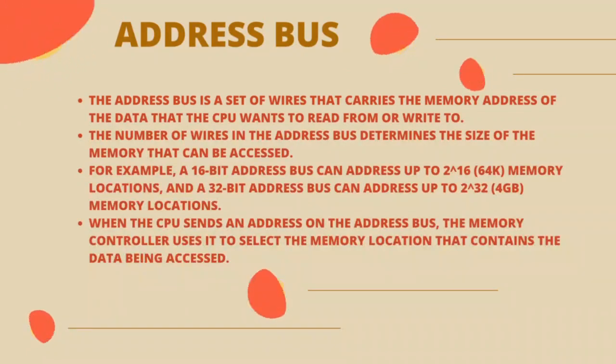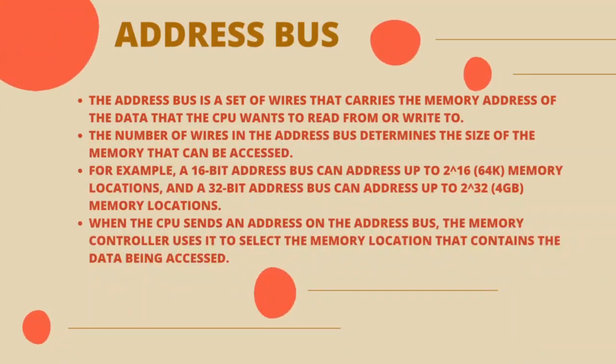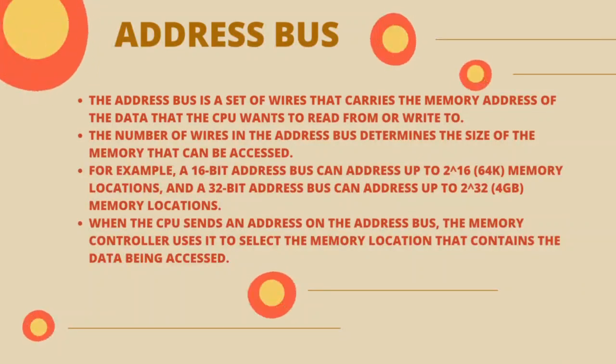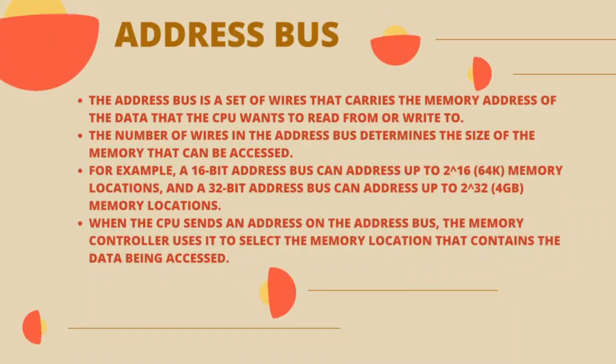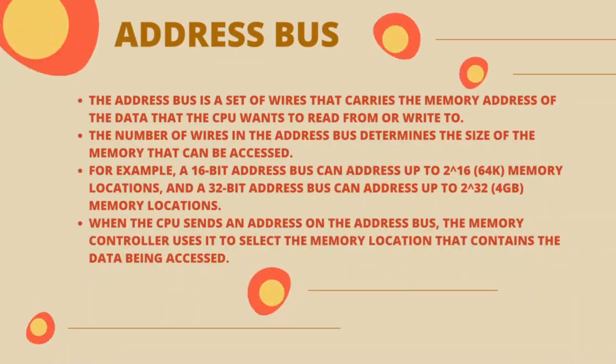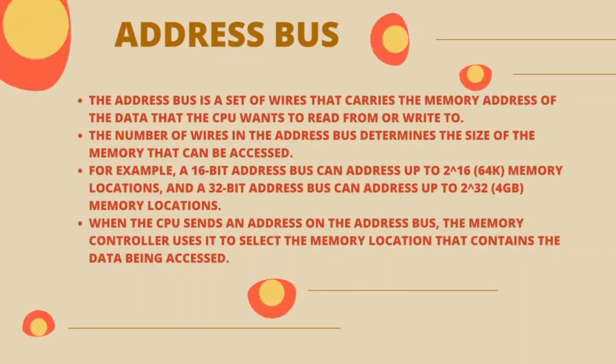When the CPU sends an address on the address bus, the memory controller uses it to select the memory location that contains the data being accessed. And when the CPU needs to access data from memory or an input-output device, it sends the memory address of the data it wants to access over the address bus. The memory controller uses the address to select the appropriate memory location register.